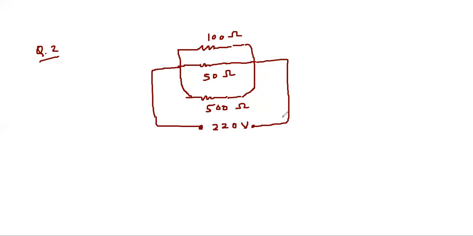Now, what is the resistance of an electric iron connected to the same source that takes as much current as all three appliances, and what is the current through it? So here we have to find out what is effective resistance and then what is current. So effective resistance can be found by calculating these three in parallel. So 1 upon Rp will be equal to 1 upon 100 plus 1 upon 50 plus 1 upon 500.